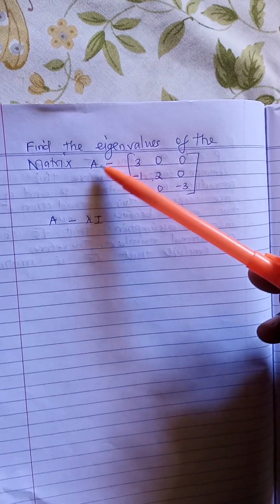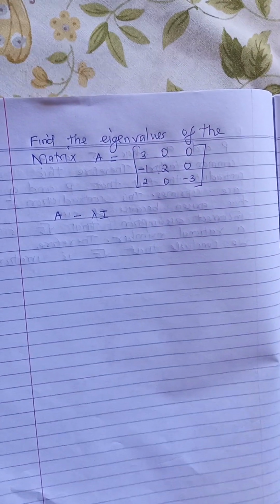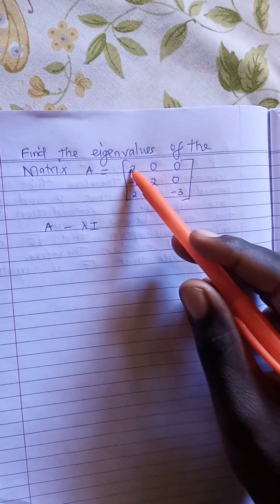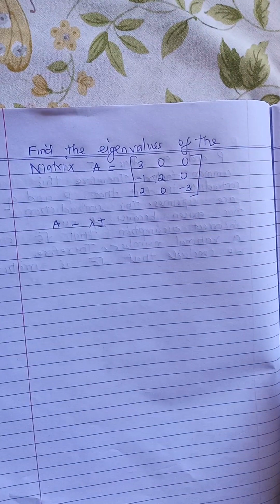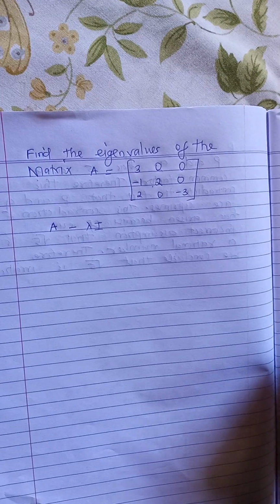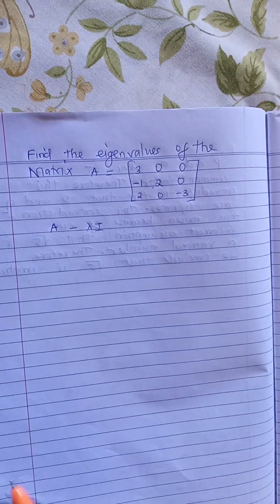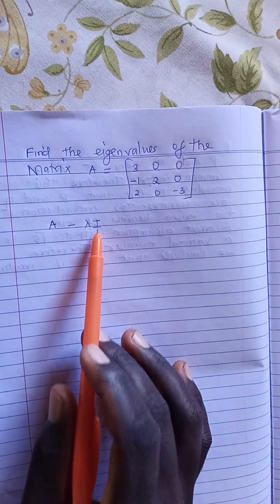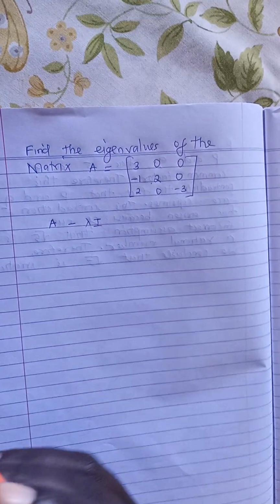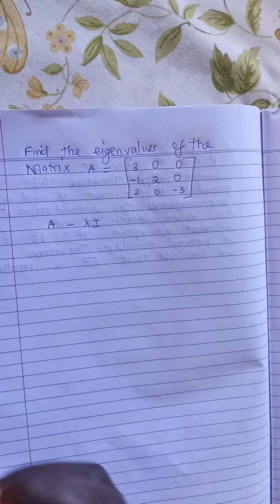For example, the matrix that we have been given here is a 3 by 3 matrix. It has 3 rows and 3 columns. Therefore, this is a 3 by 3 matrix, and therefore, the identity matrix here also must be of the same order as the matrix given.